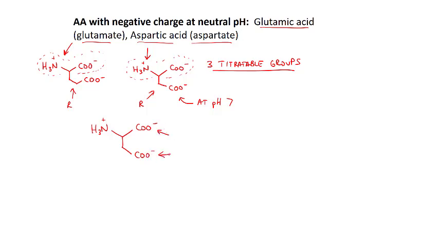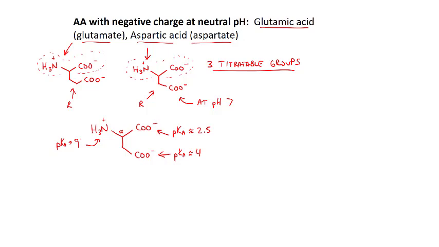We have 2 carboxylic acids. The one that's on the alpha carbon has a pKa of right around 2.5 to 3. The side chain has a pKa of about 4. Our alpha amino group has a pKa of around 9 to 10. So if you can remember these structures, I think you'll be in good shape to figure out what the charge on these will be at different pHs.